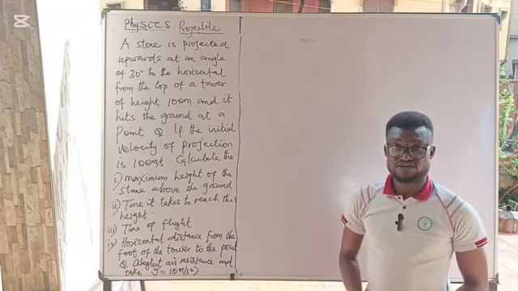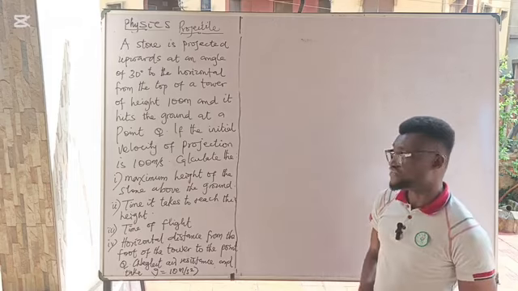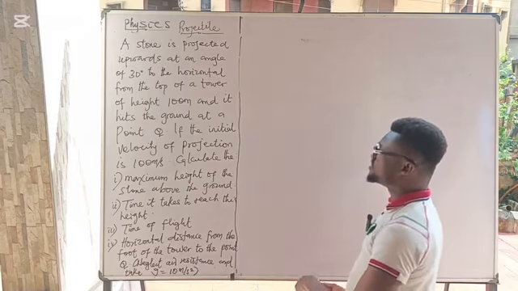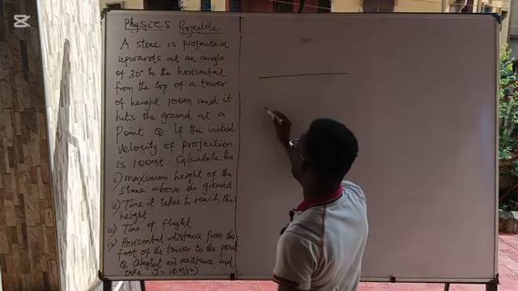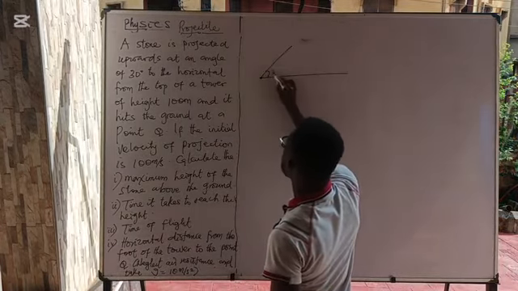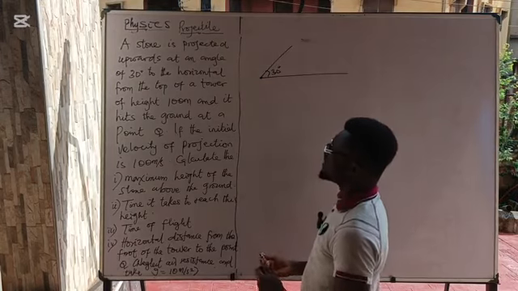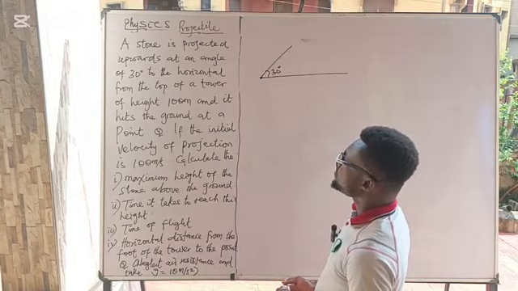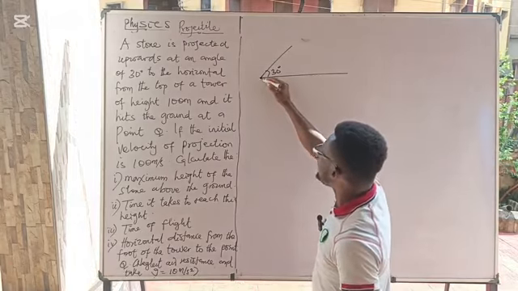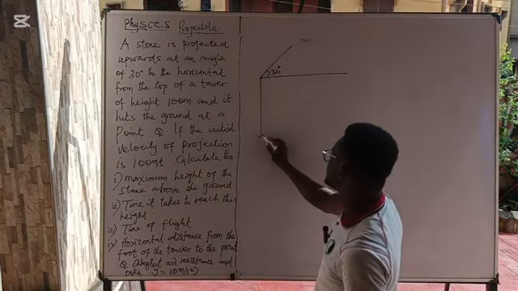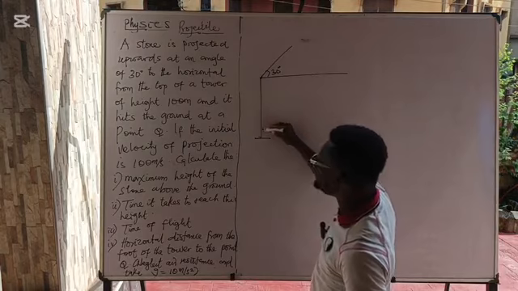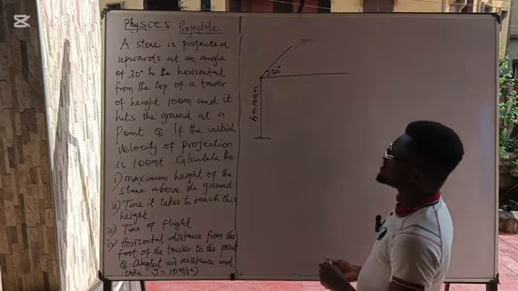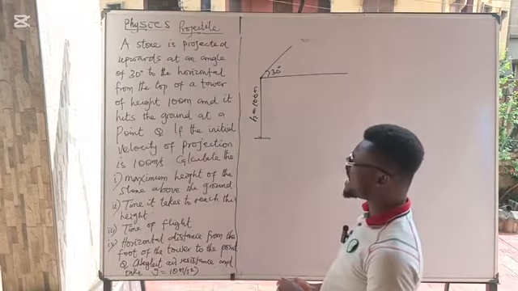So we have to make a sketch of this very question in order to help us solve it simply. It says, a stone is projected upwards at an angle of 30 to the horizontal. Now let's say we have the horizontal level here. It was projected at an angle of 30 degrees, from the top of a tower. The height of the tower is 100 meters. So this is the tower, the height of it is 100 meters. Then it hits the ground at a point Q.